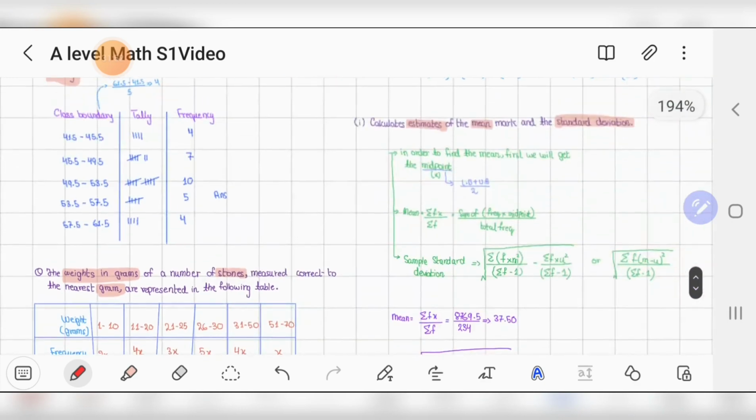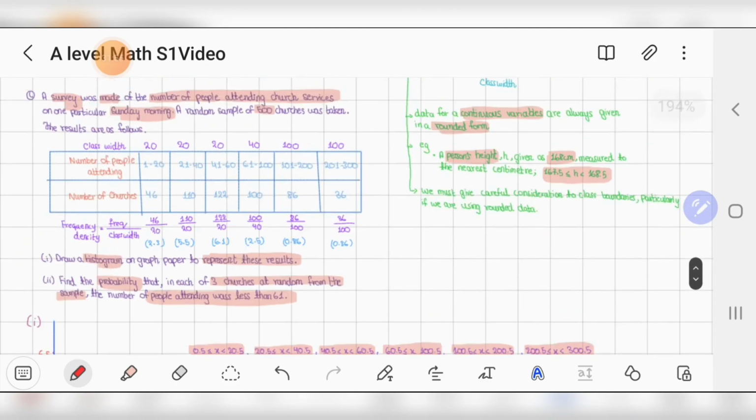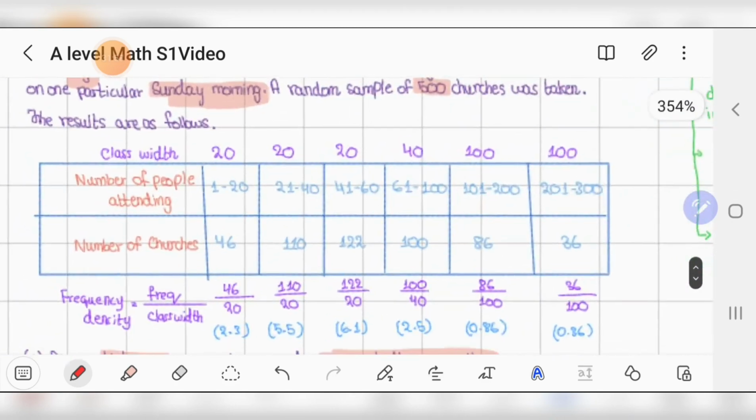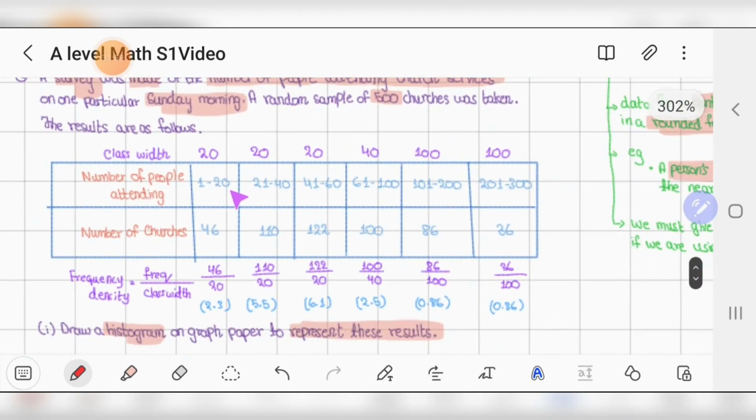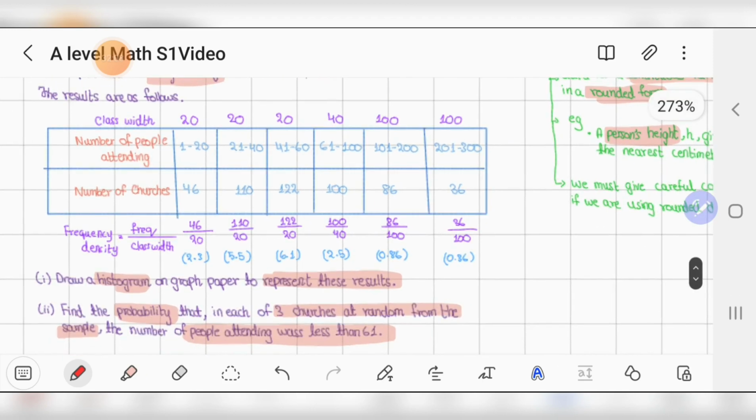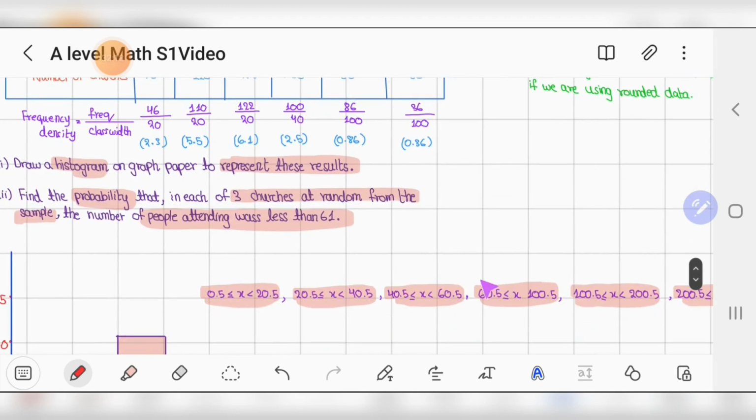Okay, I just forgot to tell you how to calculate the class width. You can see here 1 to 20, 21 to 40. Do not try to do 20 minus 1, it will give 19. Instead, you can just take 20.5 minus 0.5 and you get the class width. You do the same thing. This is class width 20, this is class width 40.